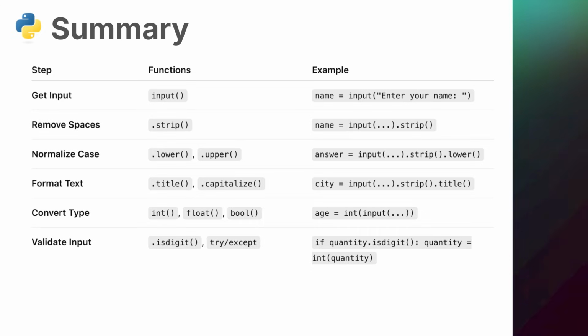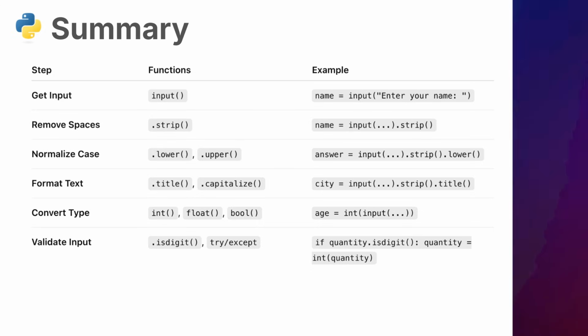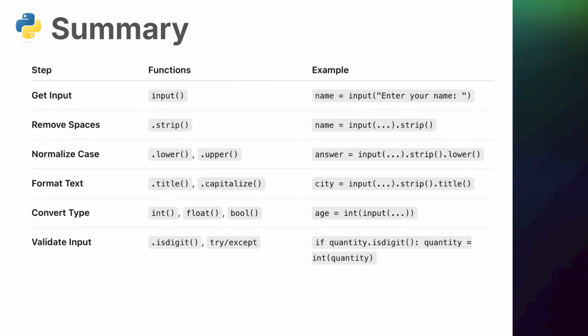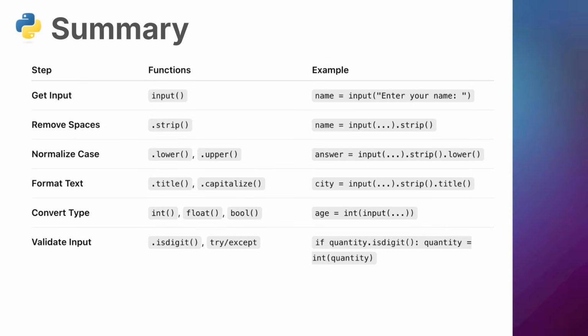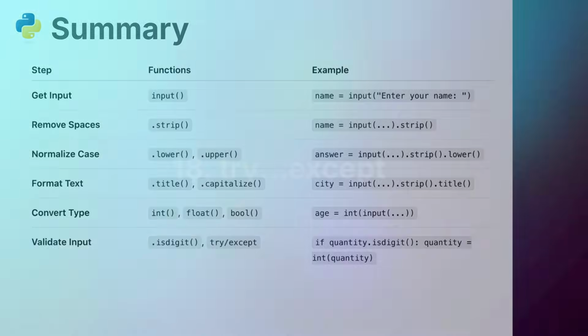Next, since input always gives us text, we convert it to numbers or booleans when needed using int, float, or bool. And finally, before we actually use that input, we validate it. Digit is perfect for simple checks, and for anything else, we can use a quick try except block to handle errors gracefully. This pattern, get, clean, normalize, format, convert, and validate, will make your programs feel much more professional and harder to break, even when people type unexpected things.